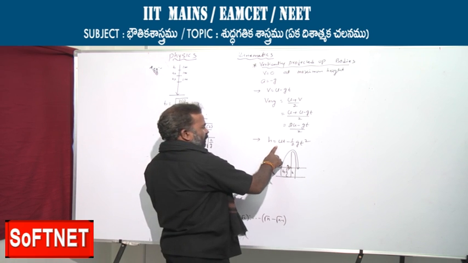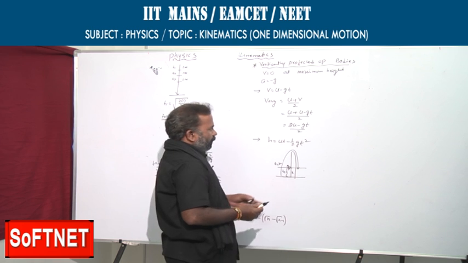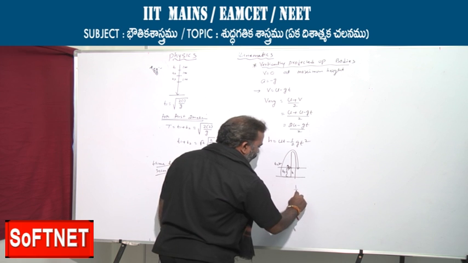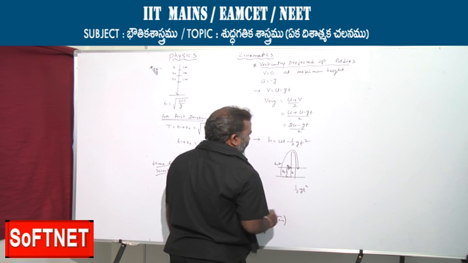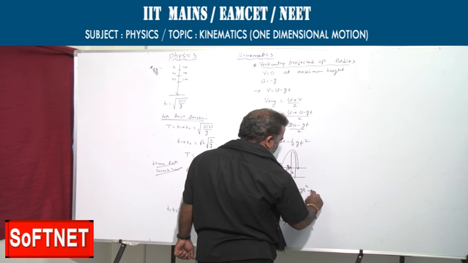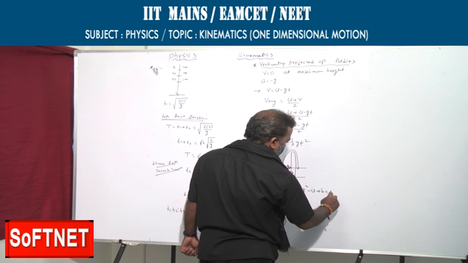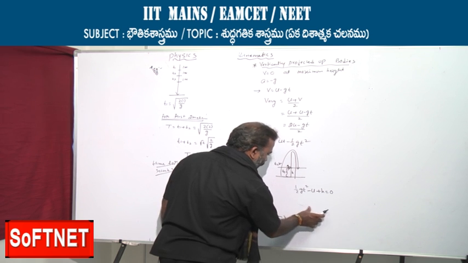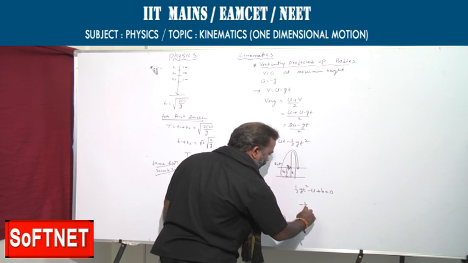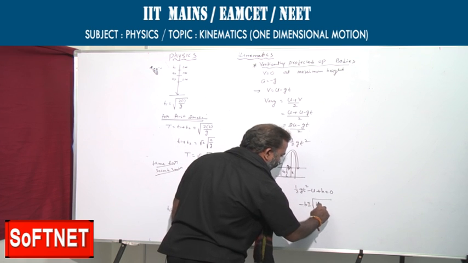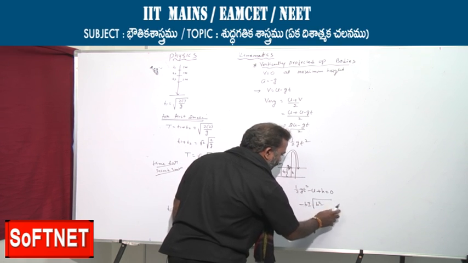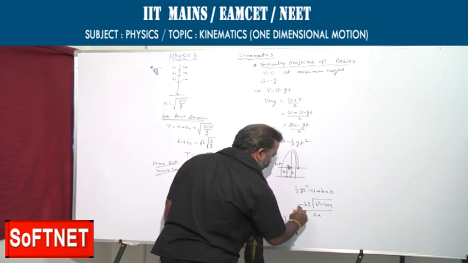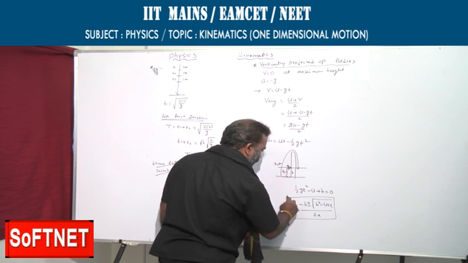That's the reason you will get h is equal to ut minus half gt square when we take the quadratic equation here. So half gt square minus ut plus h is equal to 0. So we'll apply the concept of minus b plus or minus root of b square minus 4ac by 2a, the roots for a quadratic equation.